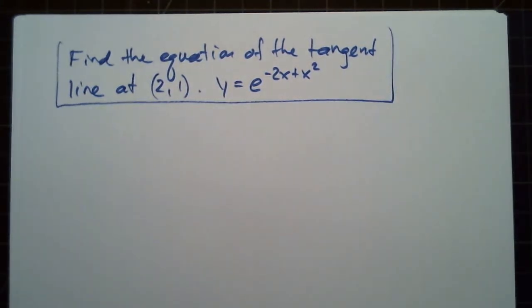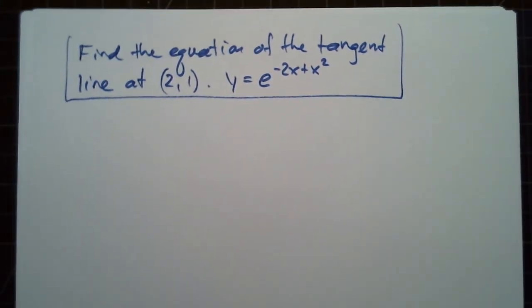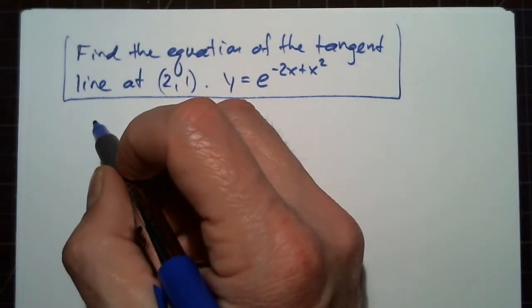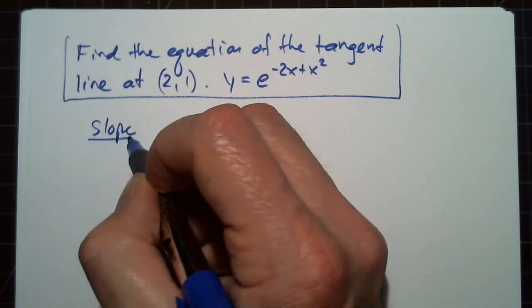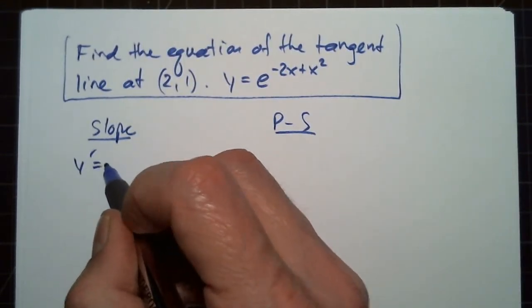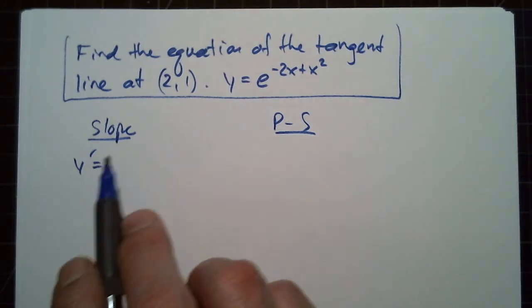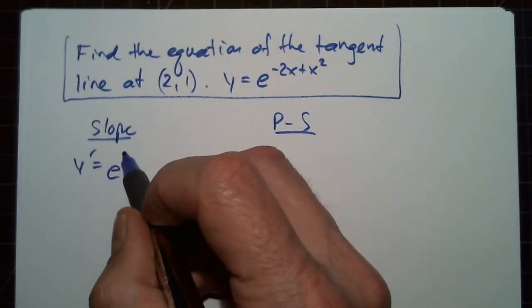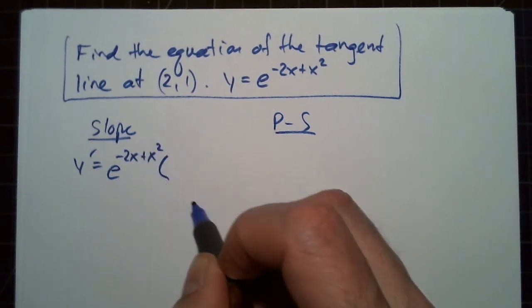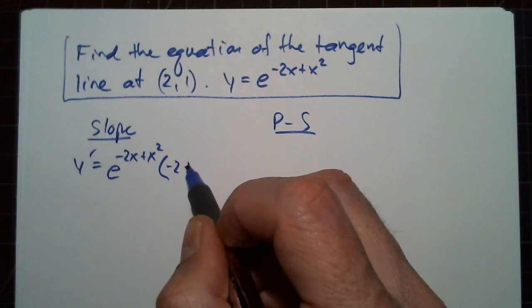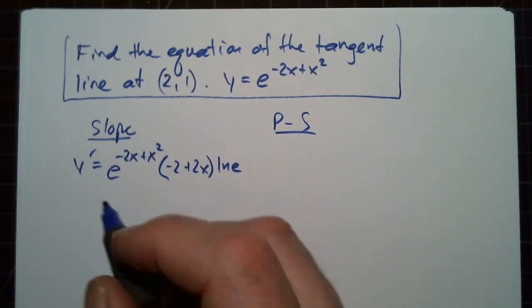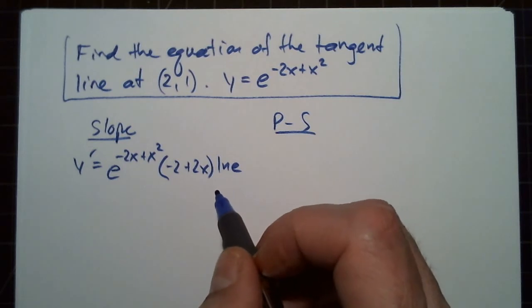So let's just throw that one in. We can find the equation of a tangent line. Pause the video and try that. We need to find the slope, and then do the point slope formula. So here we have an exponential. The derivative is copy, chain rule, ln of the base, which is 1.